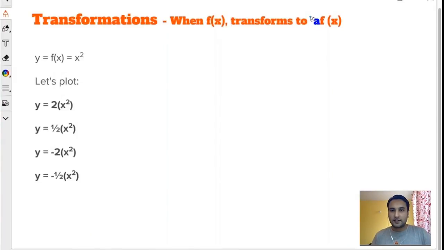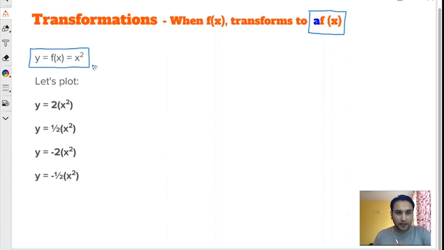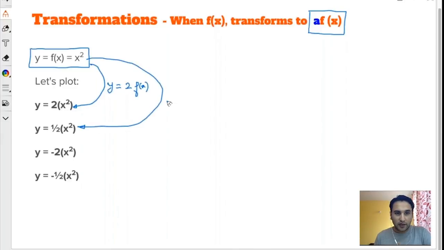Now the third case is this transformation, a times fx. What is a times fx? If the base graph is y equal to x square, then look at this. This is, you multiplied your fx, which is x square, by 2. So it is 2 times fx. What is this? This is half times fx.